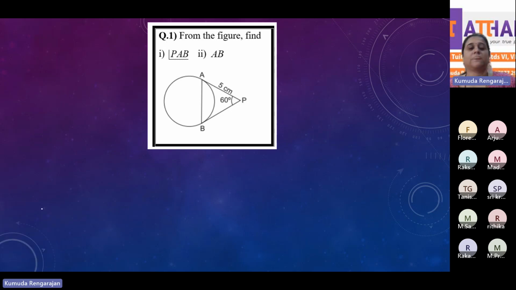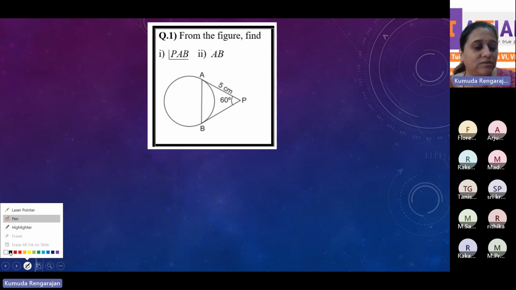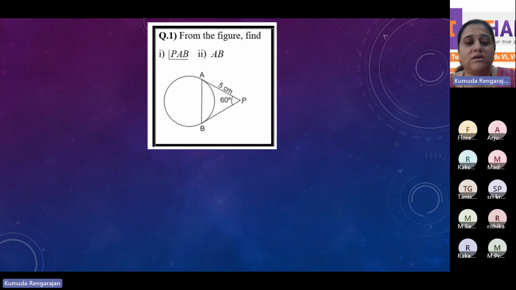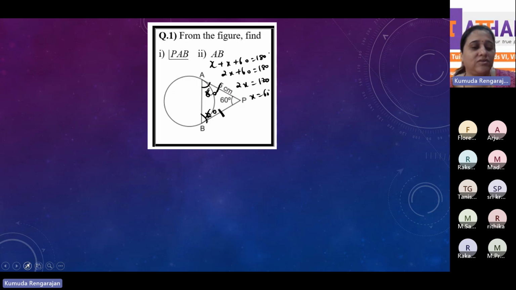Yes, children. As Madhumita rightly said, this one is an equilateral triangle. PAB is an equilateral triangle because we know that PA is equal to PB. If these two sides are equal, these two angles are equal. So if this is X, this is also X. So 2x plus 60 is equal to 180. 2x is equal to 120. X is equal to 60 degrees. So this is 60 degrees, this is also 60 degrees. Since all the three angles are equal to 60 degrees, it's an equilateral triangle.